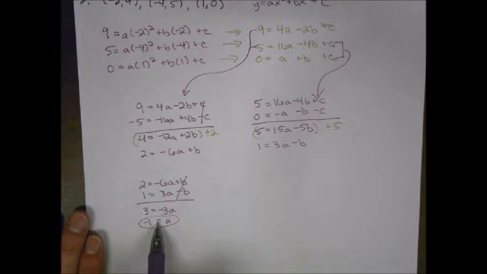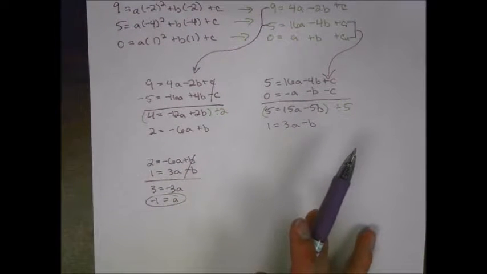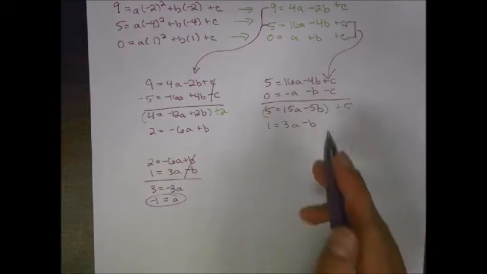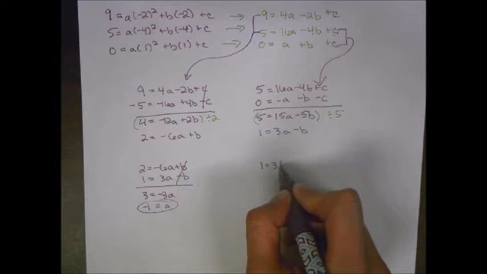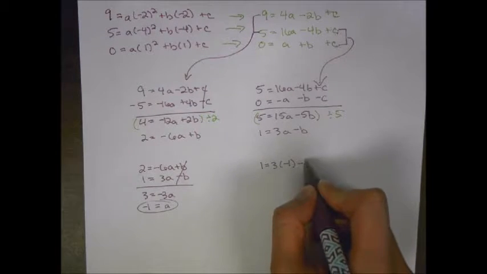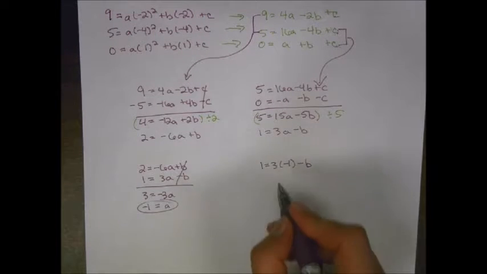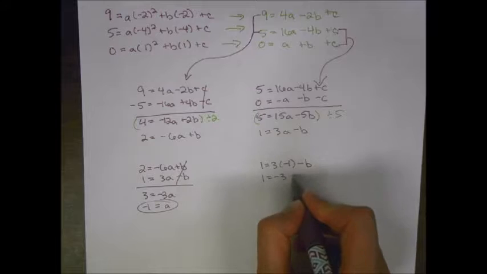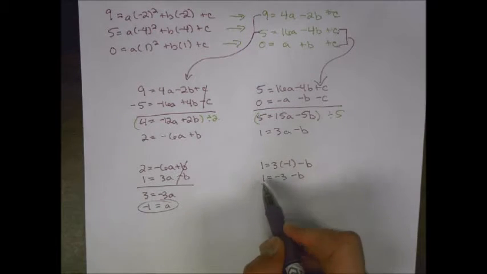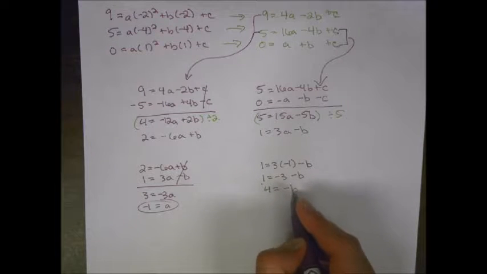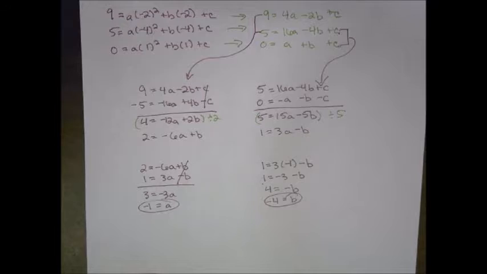I'm going to plug in a to one of these to find b. 1 equals 3 times negative 1 minus b. 1 equals negative 3 minus b. Add the 3 over. 4 equals negative b. So b equals negative 4.